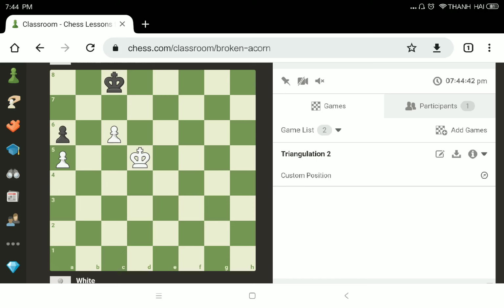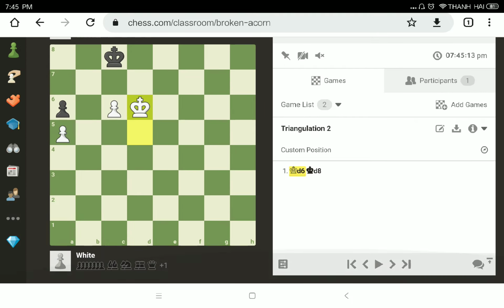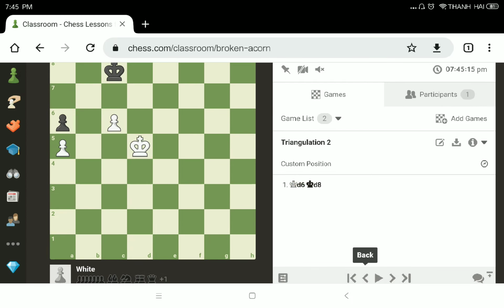Hi there. Today we are learning about triangulation. That is a situation when, to get a position, we need to give the move to our opponent. In this situation, for example, if white moves king d6, black simply moves king d8. Black has a position. And if king c5, king c7, black has a position.